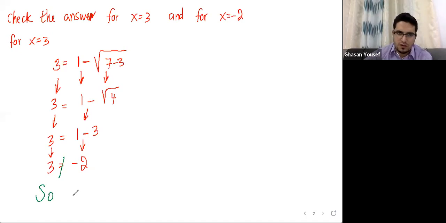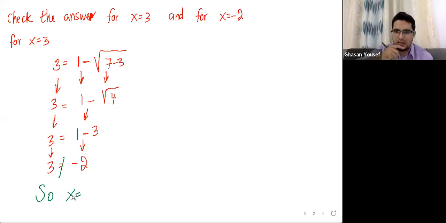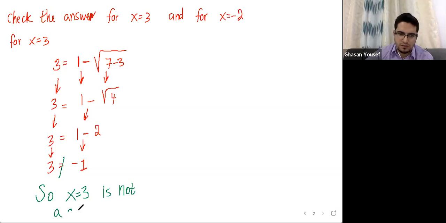So the square root of 4 is, it would be 1 minus 2, not 1 minus 3. Yes, this is correct. 1 minus 2 here, because the square root of 4 is 2. 1 minus 2 is minus 1. And the same thing, 3 not equal minus 1. So x equal 3 is not a solution.